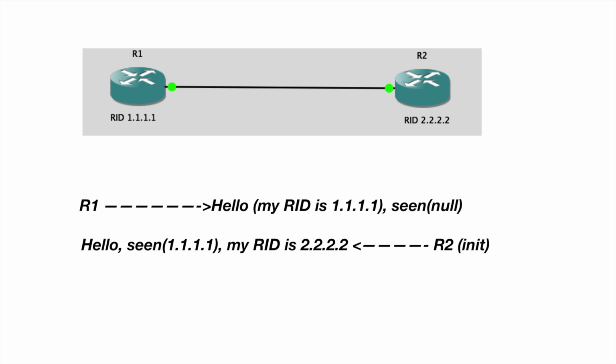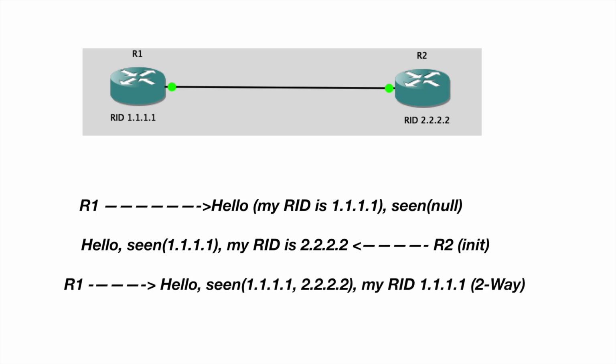So at this time, I'm going to mark R2 as my neighbor as well, but I'm going to move from init to a two-way state. And the last hello message is exchanged. This is going to come from R1. R1 is going to say, hey, hello, I have seen 1111, 2222, and one more time, my router ID is 1111. And R2 receives this hello message back. Once R2 receives it, it says, okay, I can see my own router ID plus who is sending it, so I'm going to move into a two-way state as well.